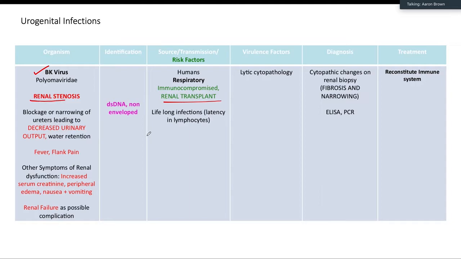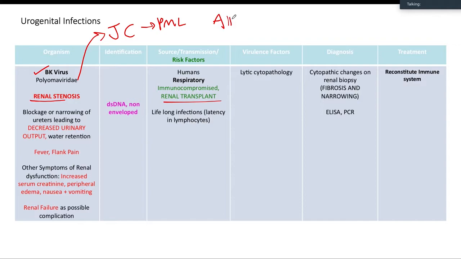So in terms of looking for viral causes of urogenital infections, BK virus is going to be our major one. All right. This is part of the Polyomaviridae family. There's one other member of the Polyomaviridae family, and that is the JC virus. And what do these two have in common? JC virus causes our progressive multifocal leukoencephalopathy, right? PML. Causes PML in patients with AIDS.